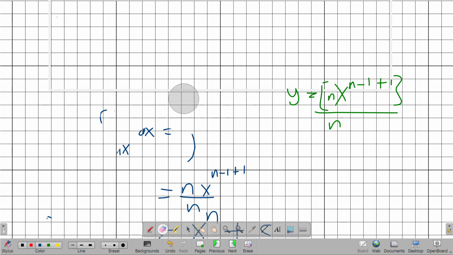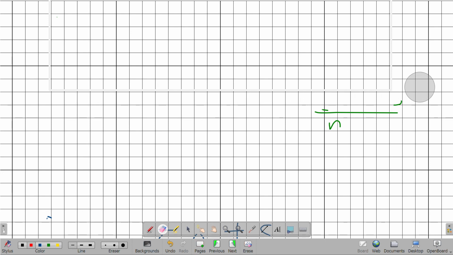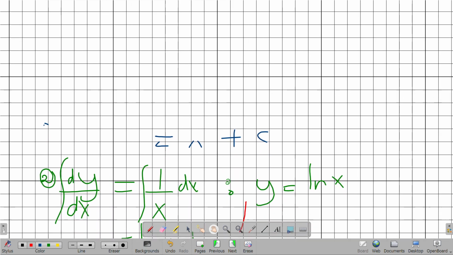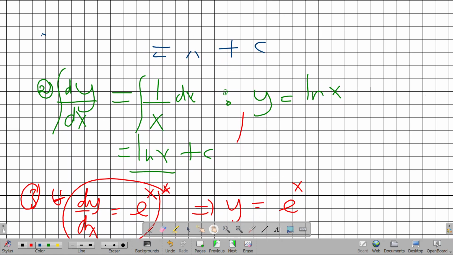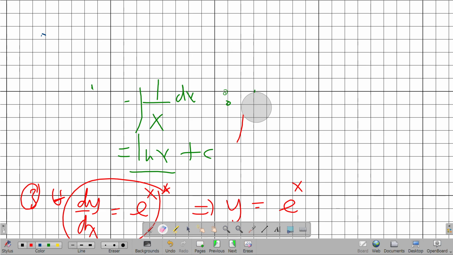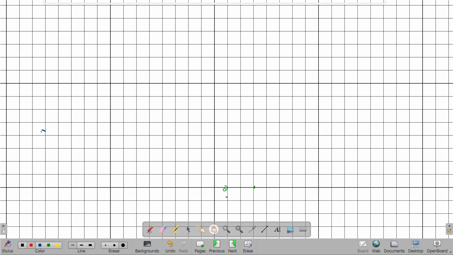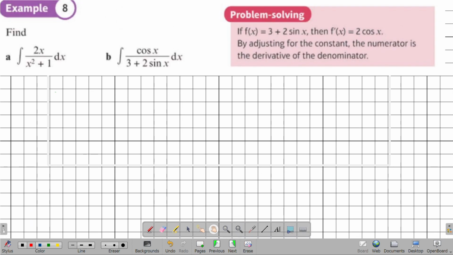let me just create some space here. It takes us back. I think this will be enough. So when we look at the quotient forms, it takes us back to natural log of x. Let me explain what I mean by that. So let's look at these forms, these types of equations.